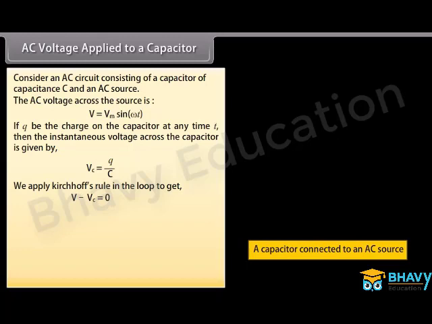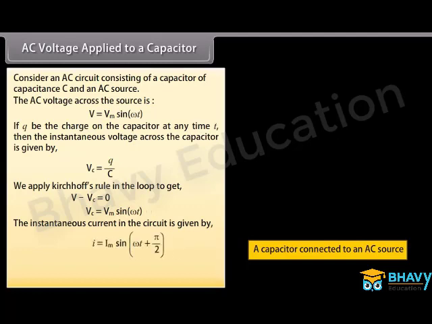Now we put the value in the above equation. Vc = Vm sin ωt. The instantaneous current in the circuit is given by Im sin(ωt + π/2), where Im = ωC Vm is the amplitude of the oscillating current.